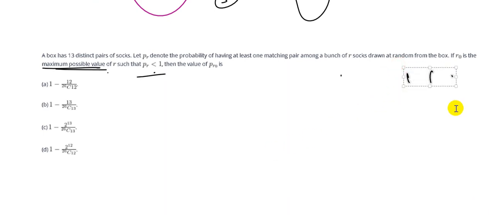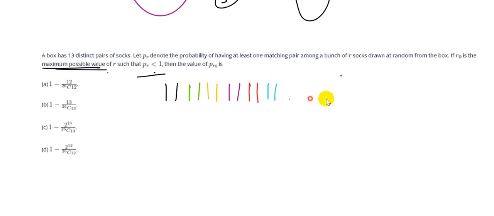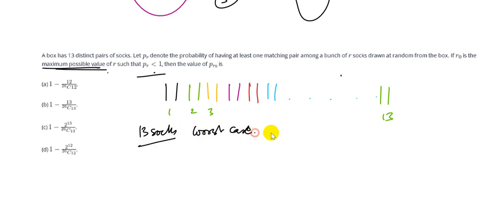Let us draw this. One, two, three, four, five, six, seven, eight, nine, ten, and it goes on. 11, 12, and it goes on. So there are 13 pairs, 1, 2, 3, up to 13. Now if I pick 13 socks from this bunch, what is the worst case? If I pick 13 socks, then the worst case is I pick one from each pair.